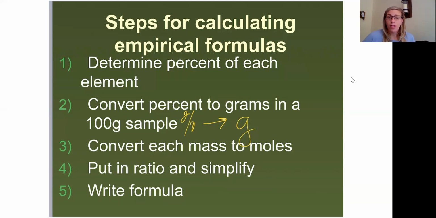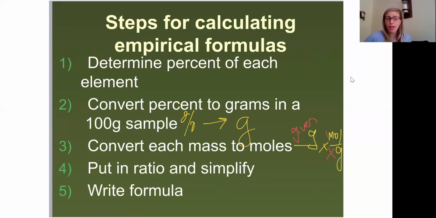Step number 3, convert each mass to moles. We are going to set up that fence post. What are you given? What are you going to? What are you coming from? We're going to go from grams to moles. We're coming from grams, and remember, the X comes from that periodic table. Then this is whatever you are given, and moles is always going to get that 1.